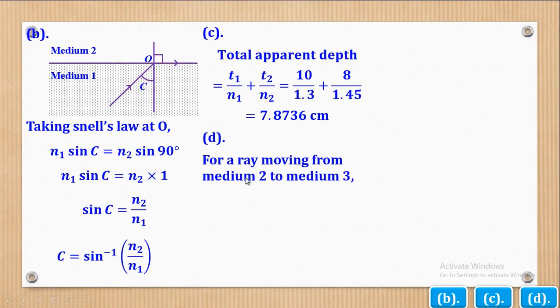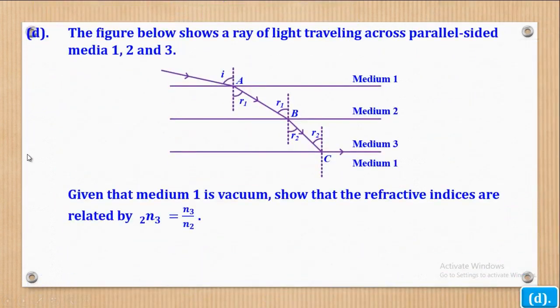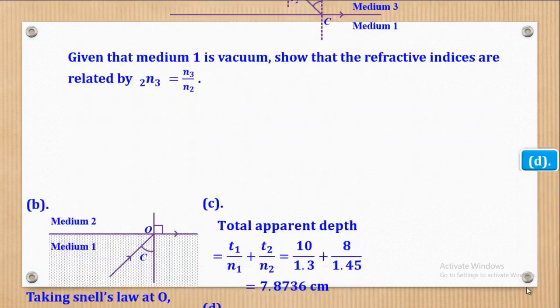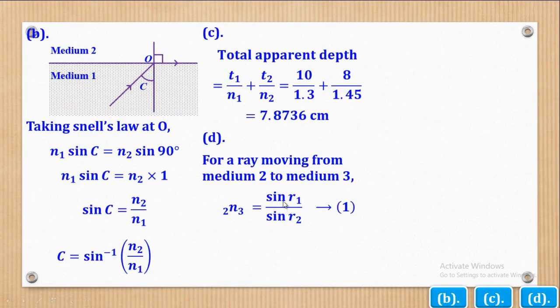So for a ray moving from medium 2 to medium 3, n2 to 3 will be equal to sine r1 over sine r2. So when you go back to this diagram, from medium 2 to medium 3, it means that r1 is the angle of incidence and r2 is the angle of refraction. Therefore, refractive index is sine i over sine r, therefore it will become sine r1 over sine r2. So that is where this expression is coming from.